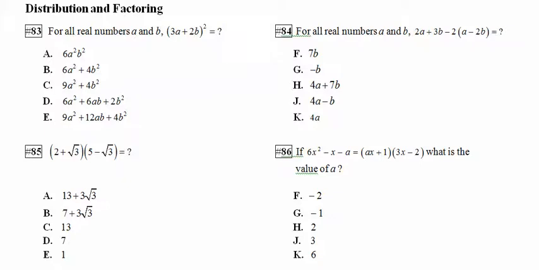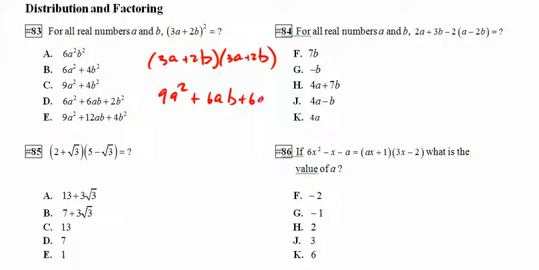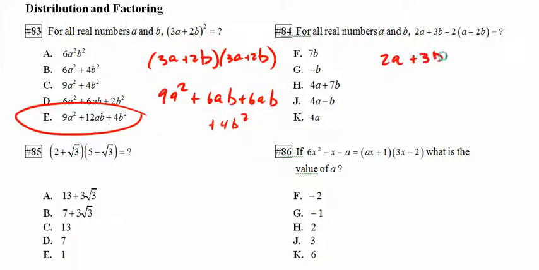Distributing and factoring. A lot of people are poor at this. The ACT feasts on it. 9a squared plus 6ab plus 6ab plus 4b squared. 2a plus 3b minus 2a. Glitch there, apologize. Minus 2a plus 4b. Cancel. 7b.